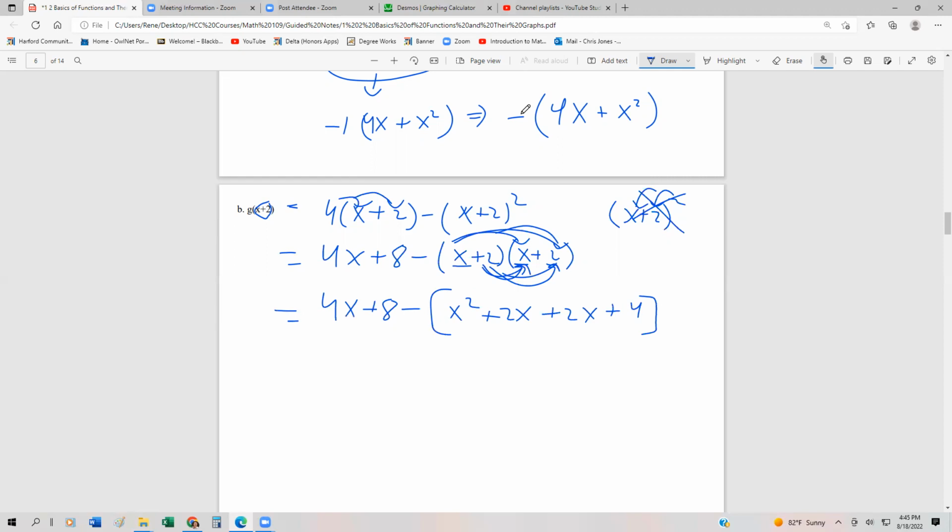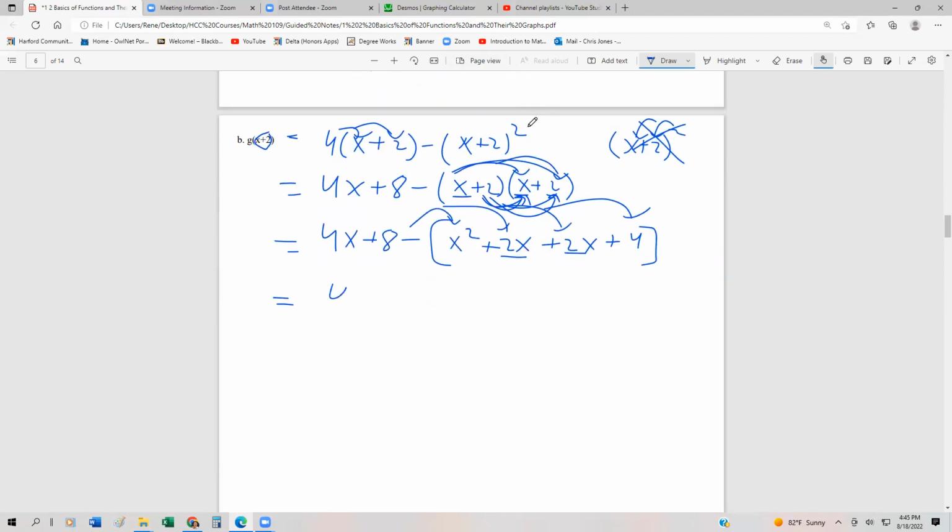Now what we can do is go ahead and distribute. So we're going to distribute the negative to all 4 of the terms. And of course, we could collect like terms as well, and that's fine. So this is going to be 4x plus 8 minus x squared minus 2x minus 2x minus 4.